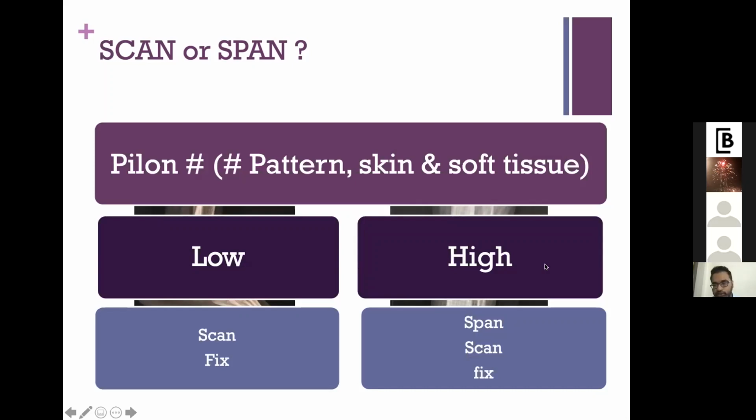If it is a high velocity injury, always span first, get the ligamentotaxis, get the fragments in position, get it aligned first, then you scan it. If you scan before spanning, then most probably you will not get any information regarding the surgical management, regarding the things you want to do further later in the course.